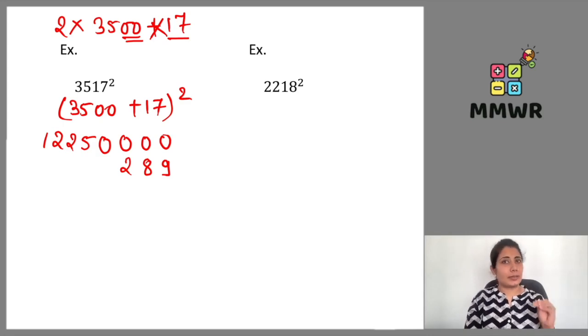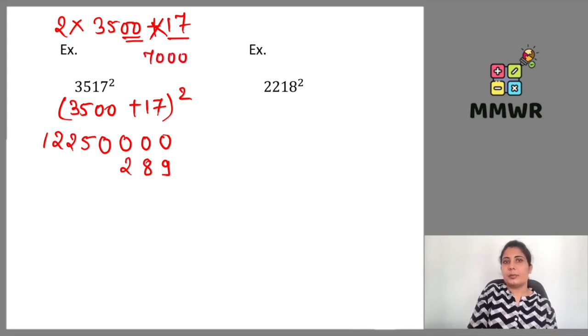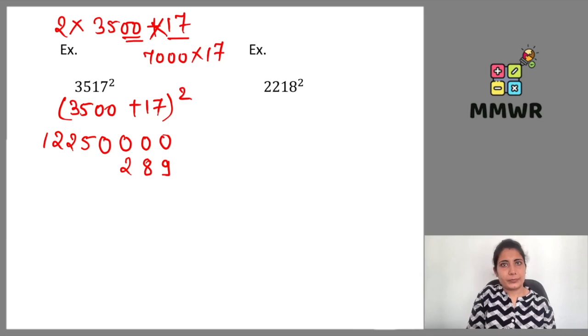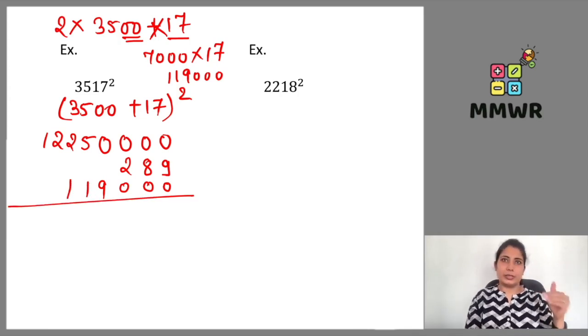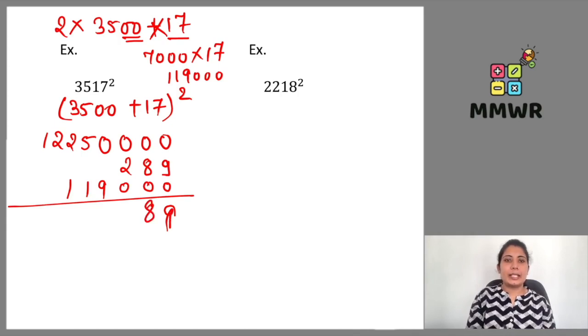So 2 multiplied by 3500 gives me 7000, right? 7000 multiplied with 17 gives me 119,000. 7 sevens are 49, carry over 4. 7 ones are 7 plus 4 is 11. So 17 sevens are 119 with 3 zeros, which are already there with 7000. So 119,000. We have to add it with the rest of the parts. So this gives me 9 at the unit place. 8, 2, 9, 6, 3, 2, 1.